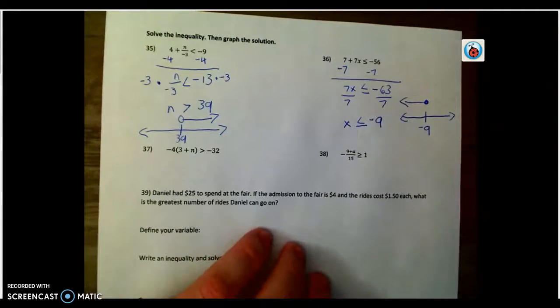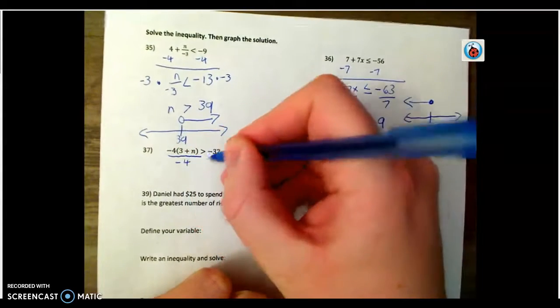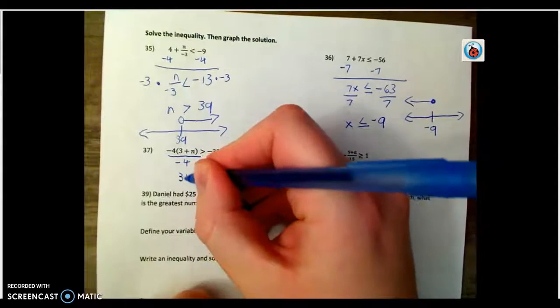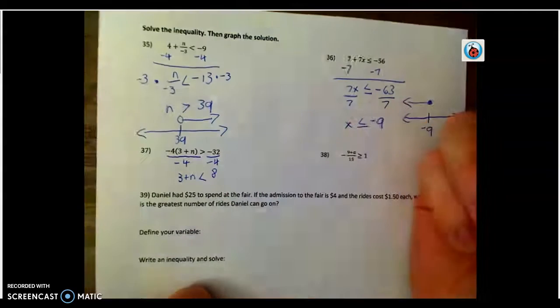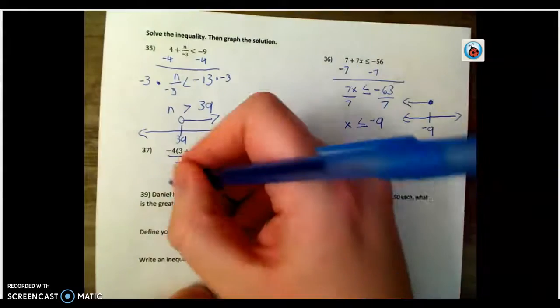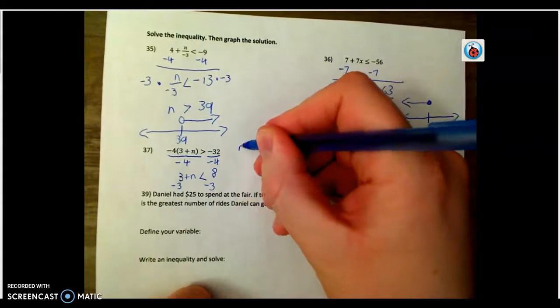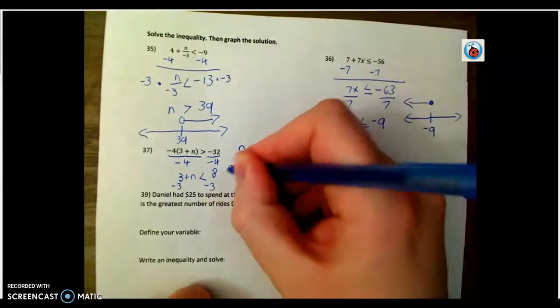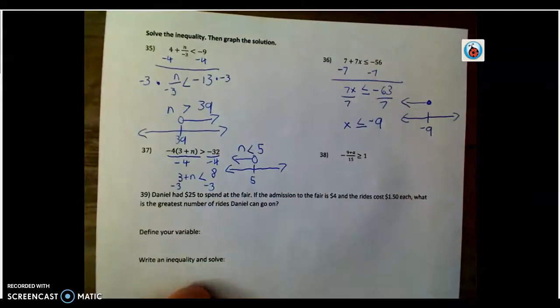37 and 38 look a little tricky, but for 37 our first step is going to be dividing both sides by negative 4. That will leave me with 3 plus n is less than positive 8. Subtract 3 from both sides. I'm going to write it over here. n is less than 5. So our graph should look like this.